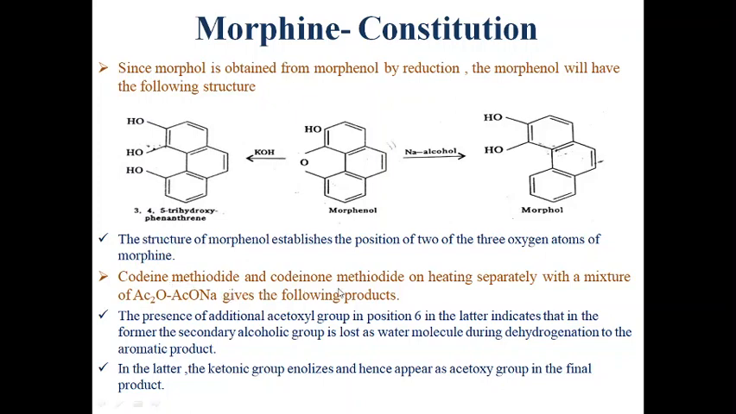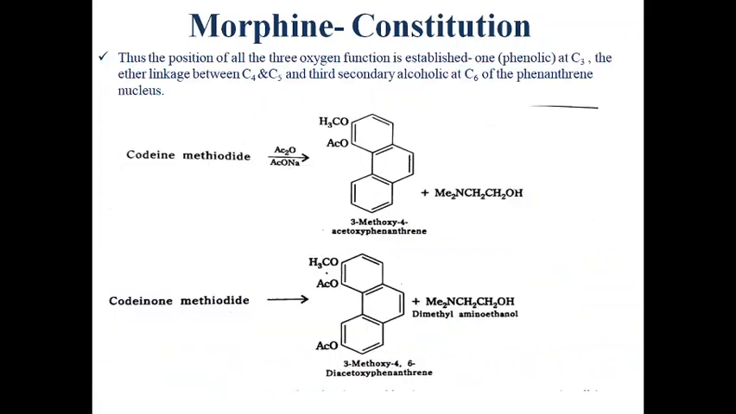Codeine methiodide and codeinone methiodide, on heating separately with a mixture of acetic anhydride and sodium acetate, give the following products. As you can see here, codeine methiodide on treatment with acetic anhydride and sodium acetate converts into 3-methoxy-4-acetoxyphenanthrene, plus N,N-dimethylaminoethanol is formed.